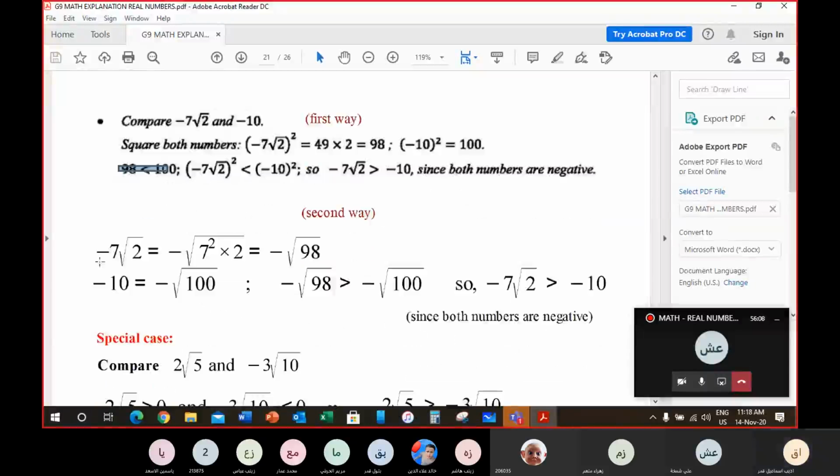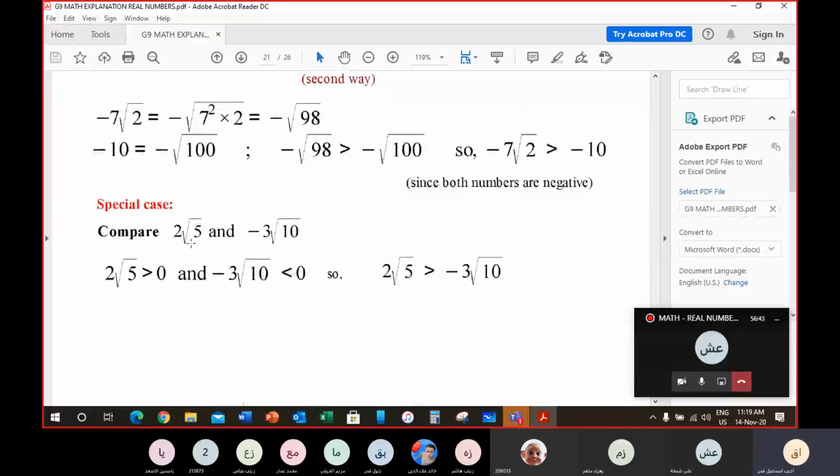Second way: keep the minus outside and bring the 7 inside, it becomes minus radical 7 squared times 2, meaning minus radical 98, and minus 10 becomes minus radical 100. Minus radical 98 is greater than minus radical 100. So minus 7 radical 2 is greater than minus 10. Here the process becomes easier.